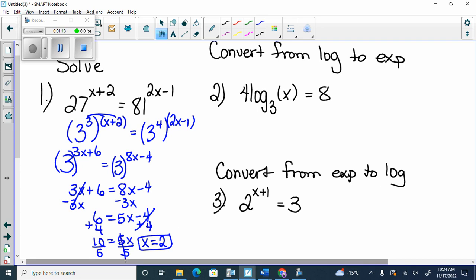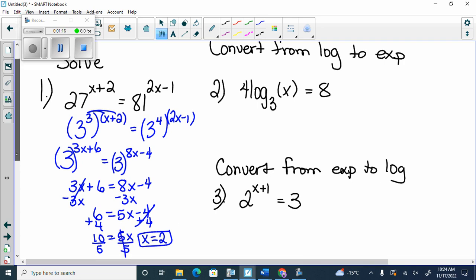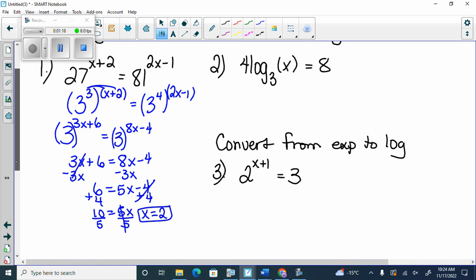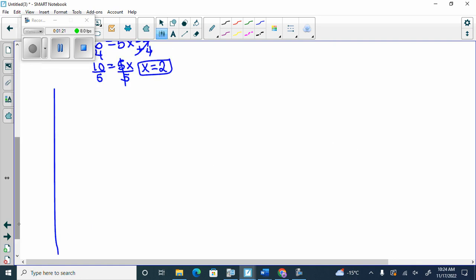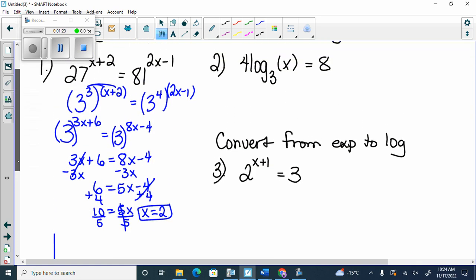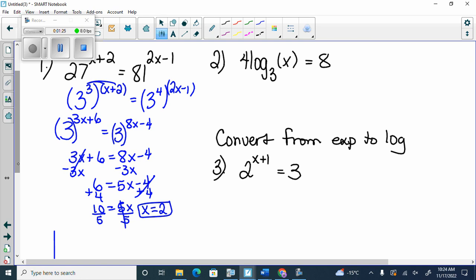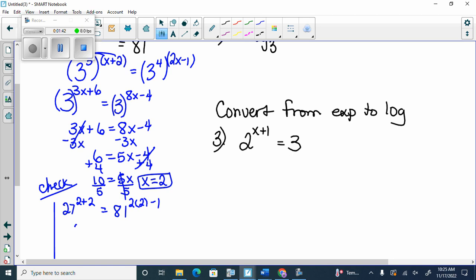Now you can check it algebraically. You can go 27, you can cry is what you can do. You can go 27 to the 2 plus 2 equals 81 to the 2 times 2 minus 1. So this is checking algebraically, which is 27 to the 4 equals 81 to the 3.